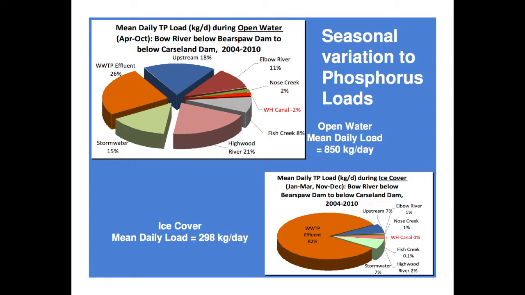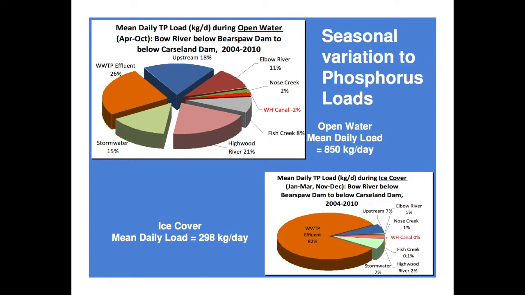So in the summer, you can see that the wastewater effluent and stormwater add up to about 40% below, between Bearspaw Dam and Carsland Dam. So that would be the city of Calgary, Strathmore, Okotoks, Airdrie, they would be coming in and then down to Carsland Dam.